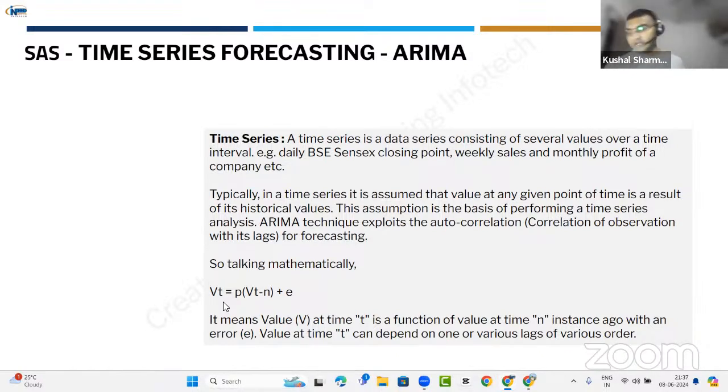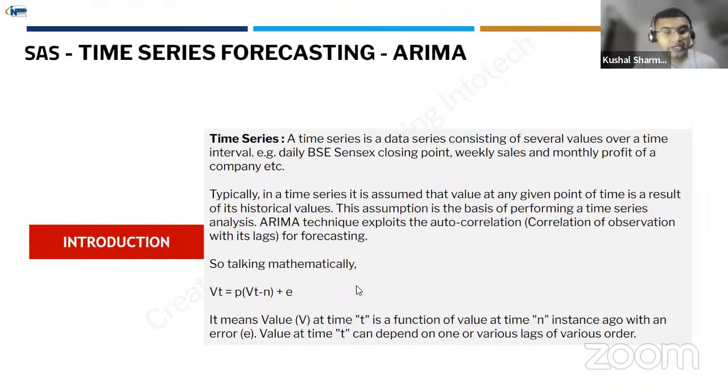That is what we are trying to understand here: the value at time t is coming from some value which was there previously at some time n. Let us move ahead and try to understand more.